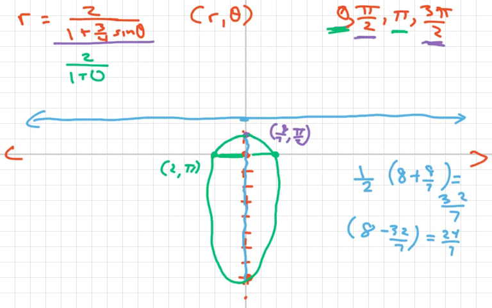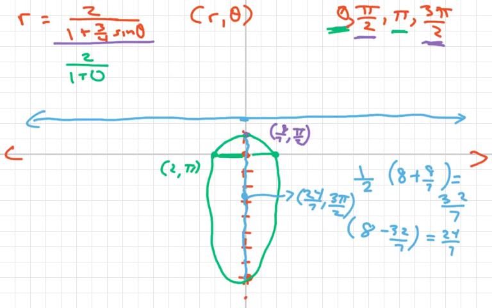And what is that? It's in between 3 and 4 here. 1, 2, 3. So the center is in here, somewhere in here. And that would be right here, 24 over 7, comma 3 pi over 2, because we're on this axis here.